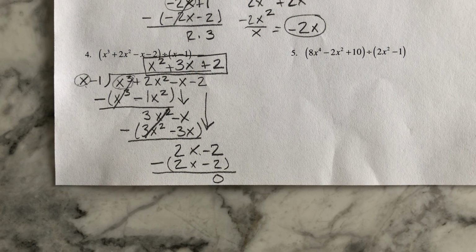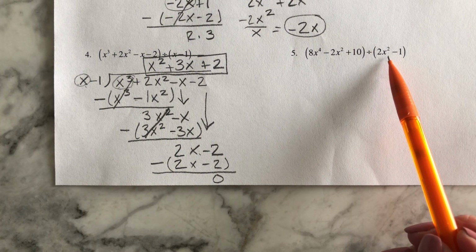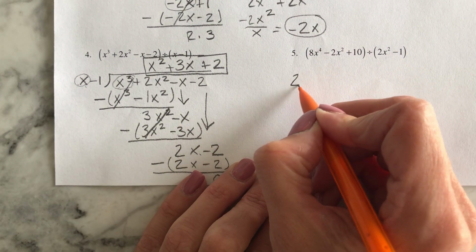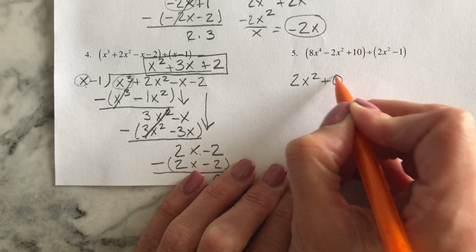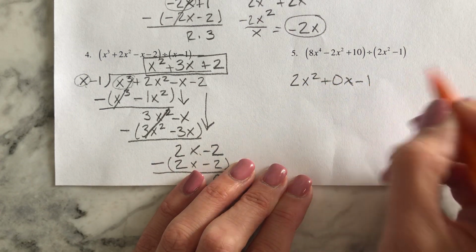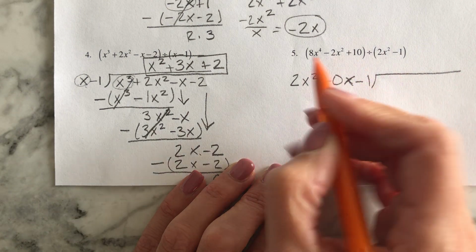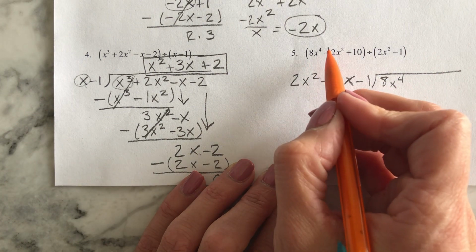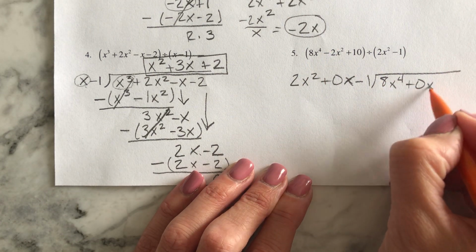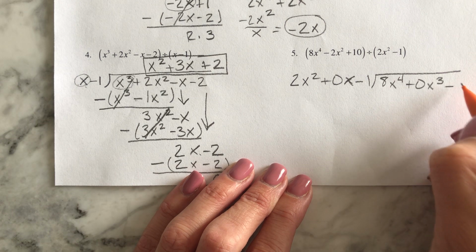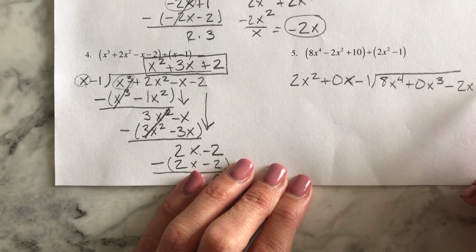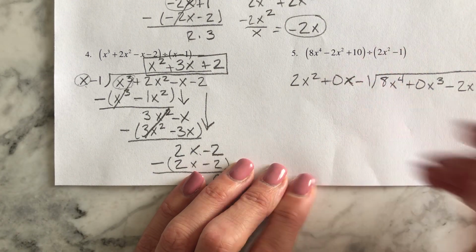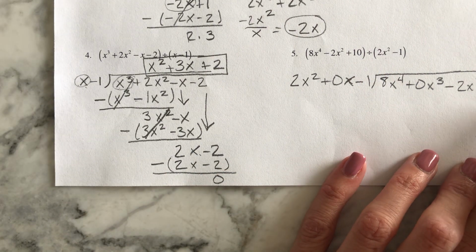All right, so this one, the divisor is also missing a term here. So I'm missing that x term, so my divisor is going to be 2x squared plus 0x minus 1. And then my dividend, I have 8x to the fourth. I'm missing my x to the third term, so that's 0x to the third. And then minus 2x squared. Missing my x term, so I'm going to fill in 0x, and then finally plus 10.